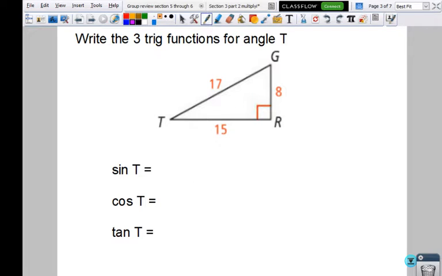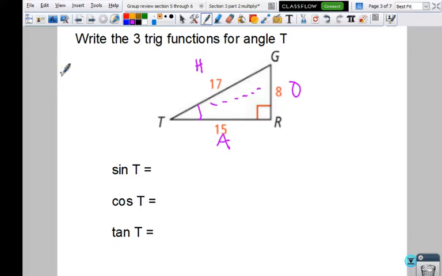We're going to write the three trig functions for angle t. Sine, cosine, and tangent are your trig functions. From angle t, I'm going to label my sides before I do anything. The hypotenuse is my longest. Which one of these is my longest side, Alyssa? 17. Maya, which one's the opposite? 8. Yep, we go all the way to the opposite over here, and adjacent is the only one that's left.